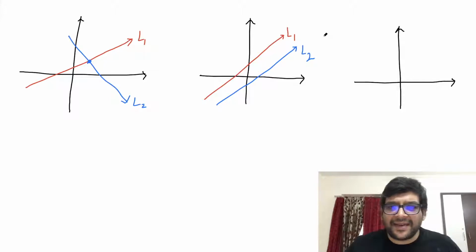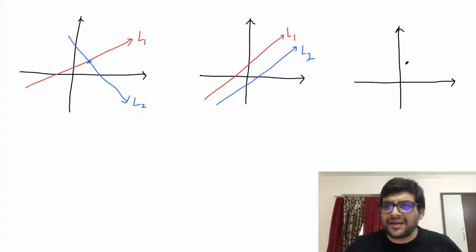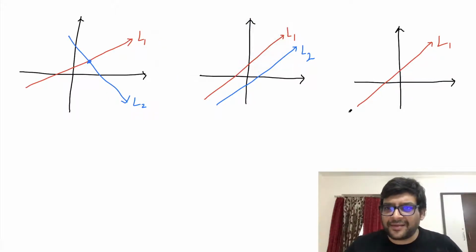Will intersect with my line L1. This does not intersect with my line N1 when the lines are parallel to each other. And then there can be a third case where whatever is my line L1 is exactly the same as my line L2.